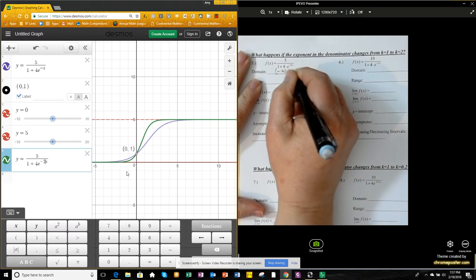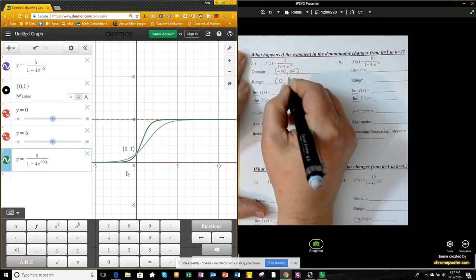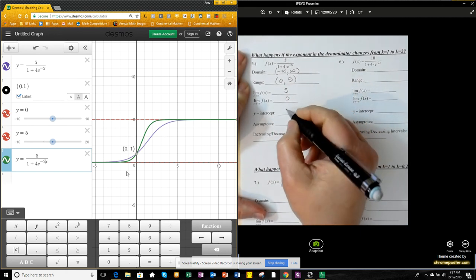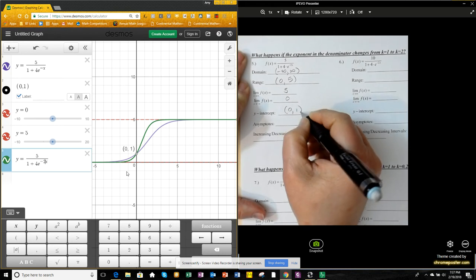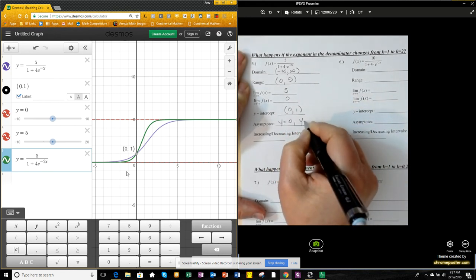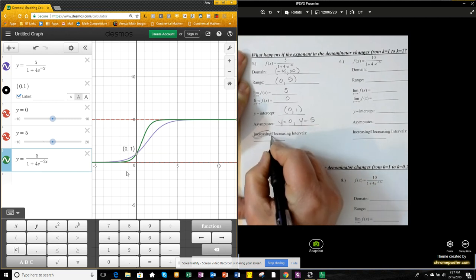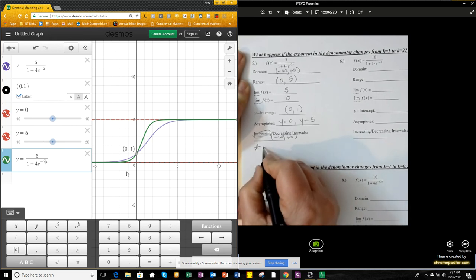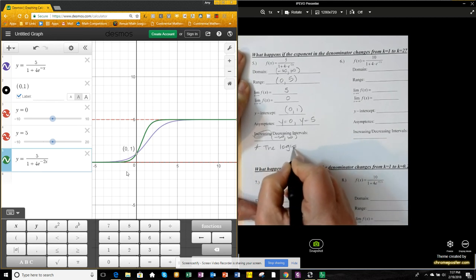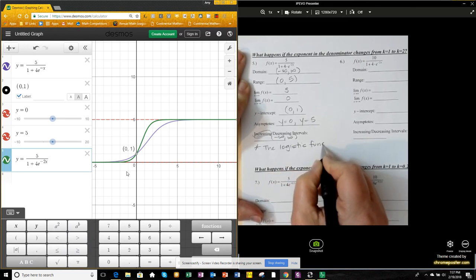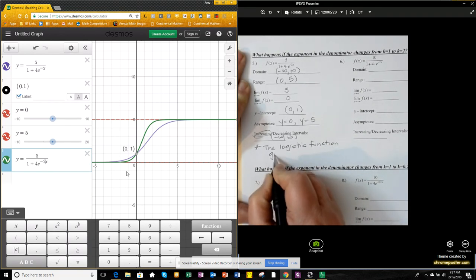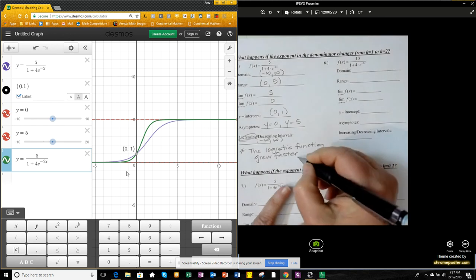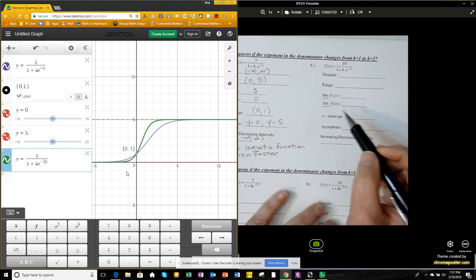Our domain is negative infinity to infinity. Our range is 0 to 5. Our end behavior limits are 5 and 0. The x-intercept did not change. It looks like it's still 0, 1. The asymptotes are still y equals 0 and y equals 5. And it's still increasing from negative infinity to infinity. But what happened? The logistic function grew faster. That's what happened.